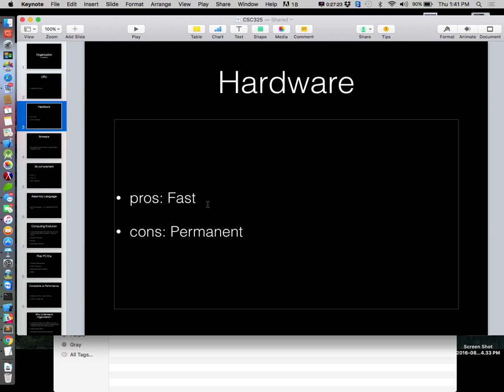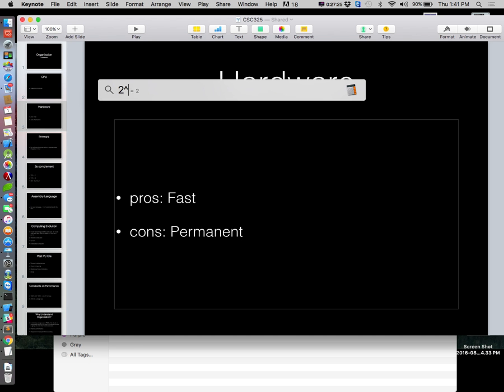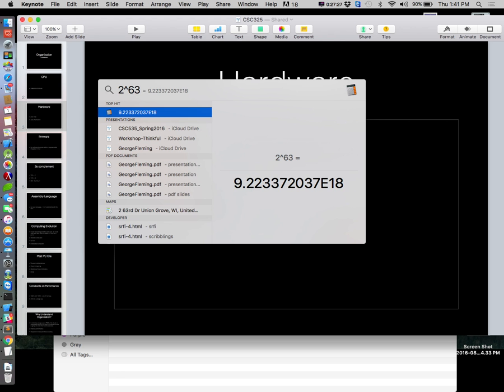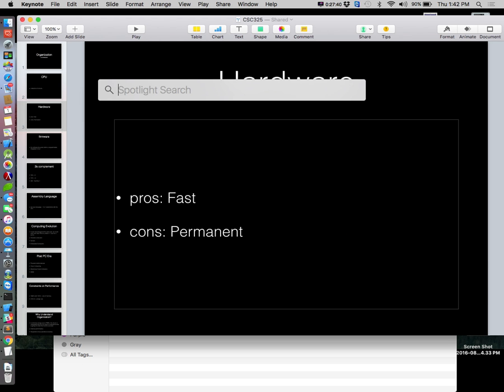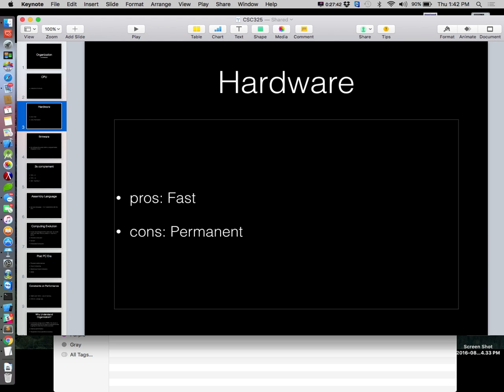So I guess, okay, it's 9 quintillion. Big number, but not infinite. It's a big number. All right, so if we need something larger than that, we go to one of our object types like BigInteger or something like that.